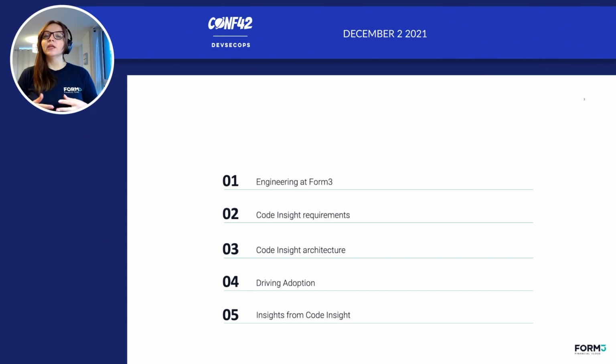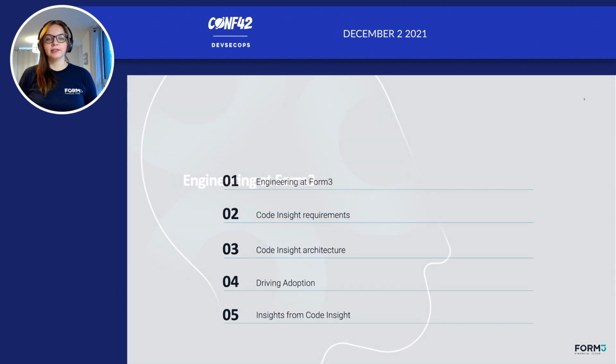We will begin with an introduction of engineering at Form 3. This will set the stage at how we deliver code at Form 3 and what challenges our teams face. Next, we discuss the requirements that we needed from our custom tool, followed up by the architecture we have implemented as part of the Code Insight project. Finally, we round up our journey by discussing its adoption into our teams and some insights or lessons learned from the project. We have a lot of ground to cover, so let's get started.